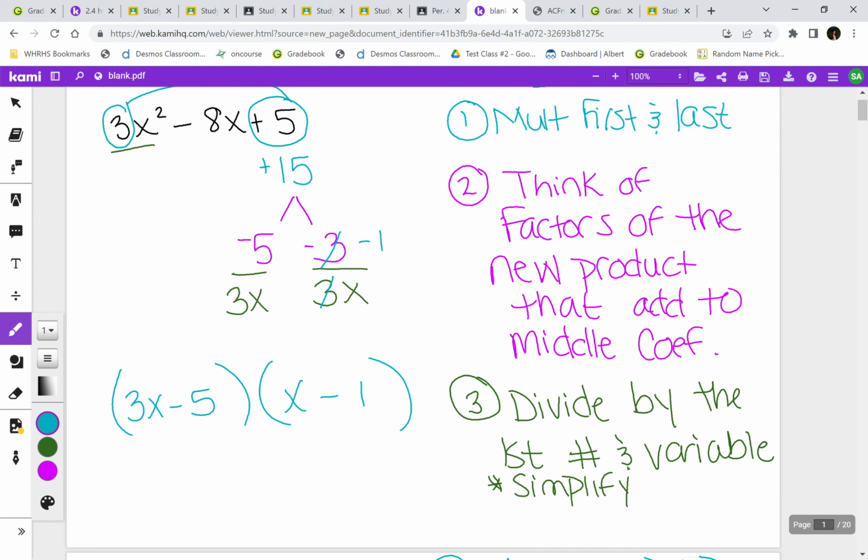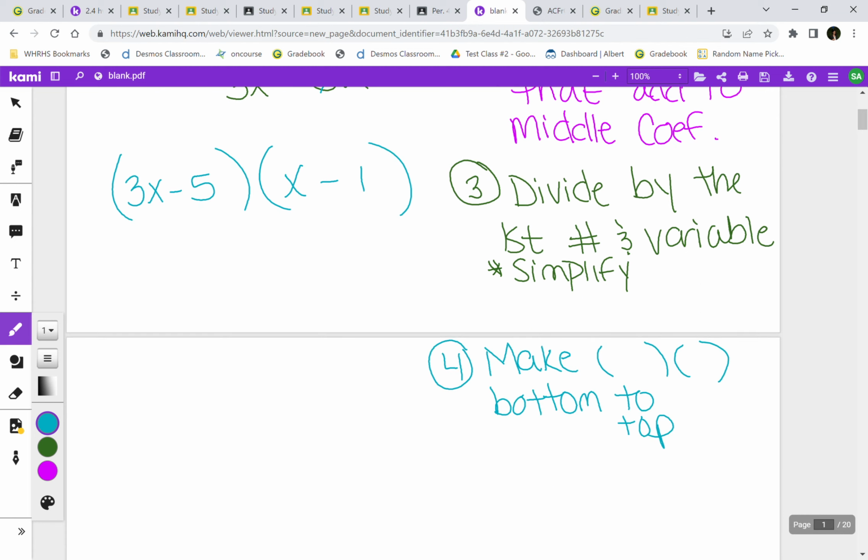Do I care which method you use? No, I don't care. I know some teachers do some X method. I don't know the X method. If you learned the X method, do your X method. Whichever way you learned in Algebra 1, that's what I want you to stick with.